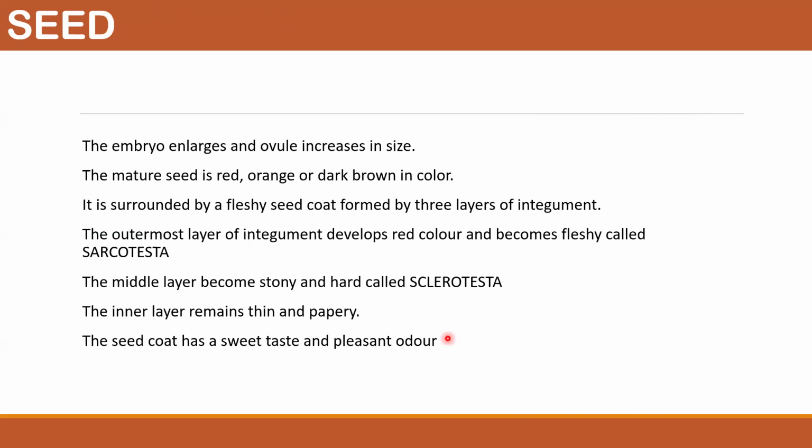So, the embryo enlarges, the ovule increases in size, and the mature seed is red, orange, or dark brown in color, surrounded by three layers of integument. The outermost layer of integument is fleshy and is called sarcotesta. The middle layer becomes stony and hard, and is called sclerotesta. The inner layer remains thin and papery, which forms a complete seed structure.